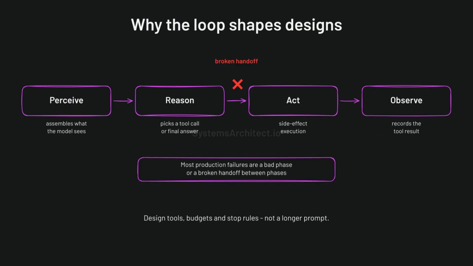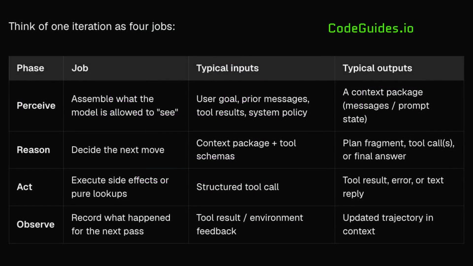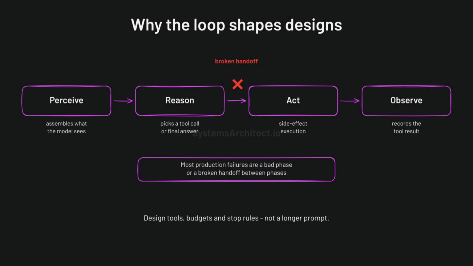The four phases are a teaching model for how agency runs in production. Perceive assembles what the model can see. Reason chooses a tool call or final answer. Act is side effect execution. Observe records the tool result for the next pass.